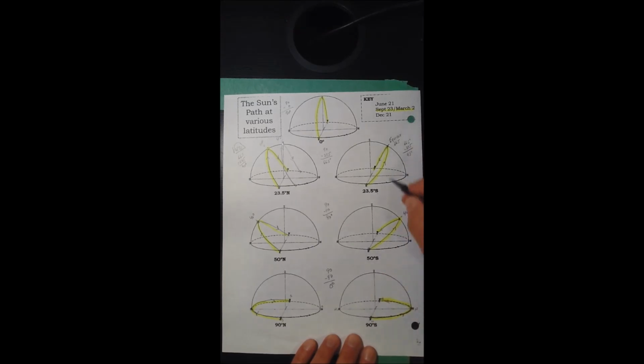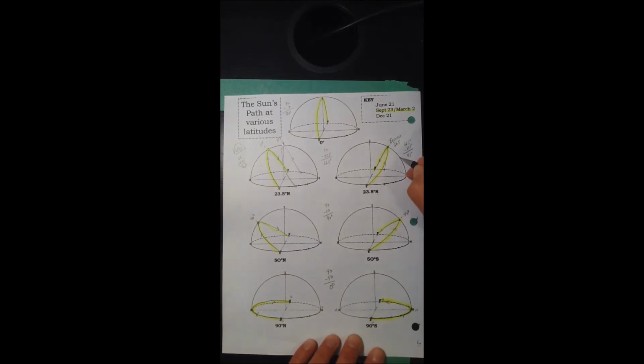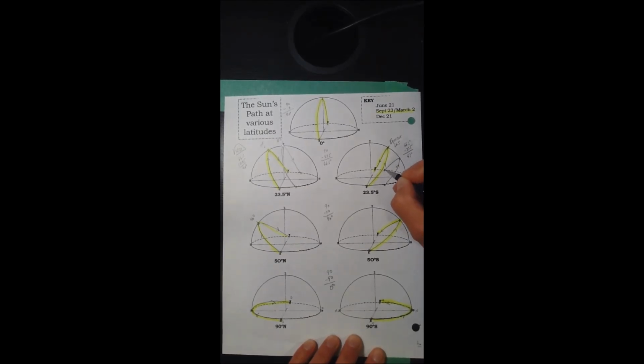So for summer solstice, for June 21st, sunrise is north of east and sunset is north of west, but now it's the longest, highest path in the northern hemisphere. It's the shortest, lowest path.